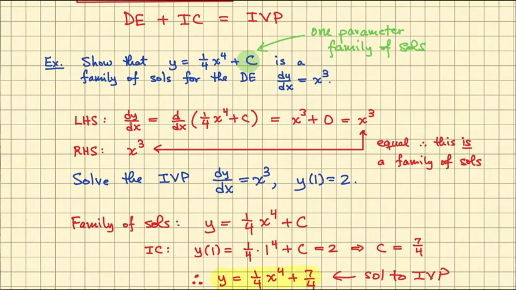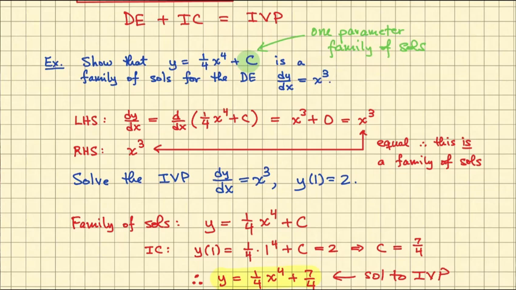And to introduce a little bit more jargon, we call this a one parameter family of solutions. One parameter because there's one parameter or one arbitrary constant in this. So we want to check if this one parameter family is or is not a family of solutions for this differential equation. Right now there's no initial condition, just the differential equation.